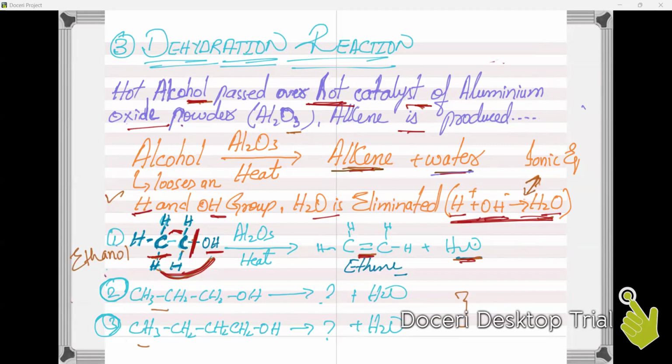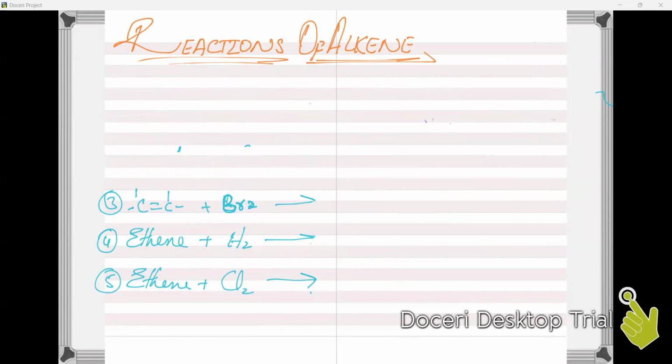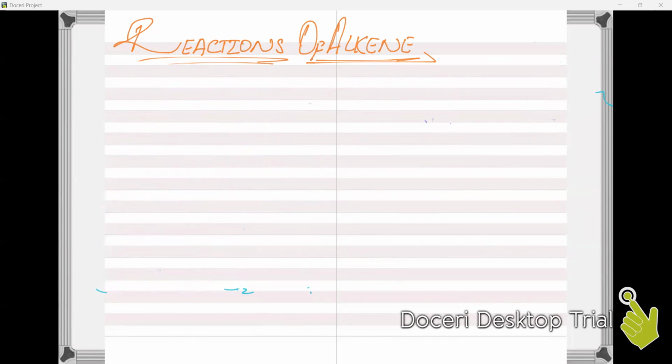So basically, from each carbon, whatever compound you are taking for the formation of ethene, one component will be detached and these two will bond with each other. So you can practice these reactions for your convenience. I'll do one with you. See, when it comes to the reactions of alkene, there are multiple reactions of alkene which you will be studying. A very common one is the addition reaction.